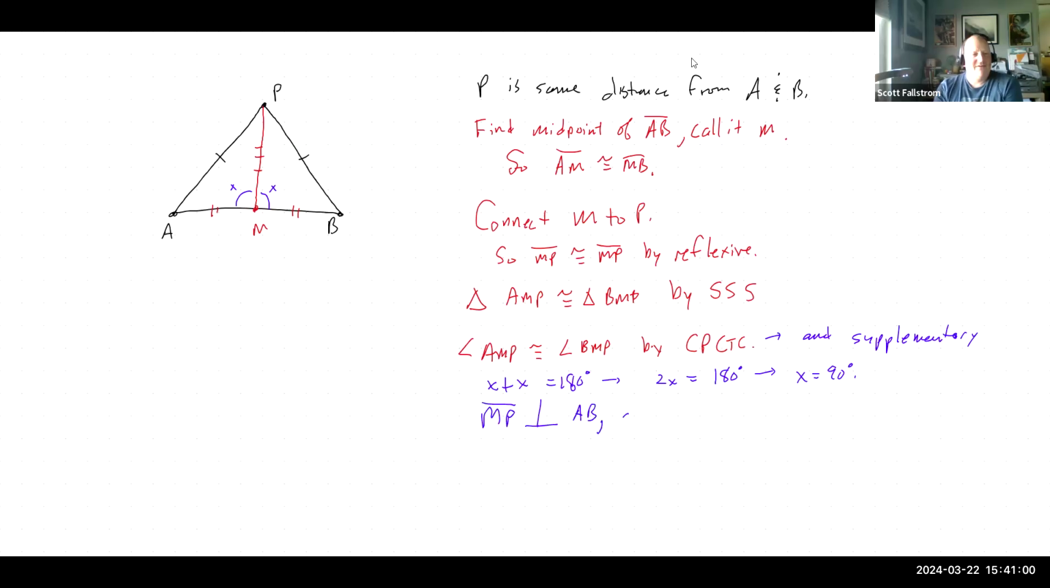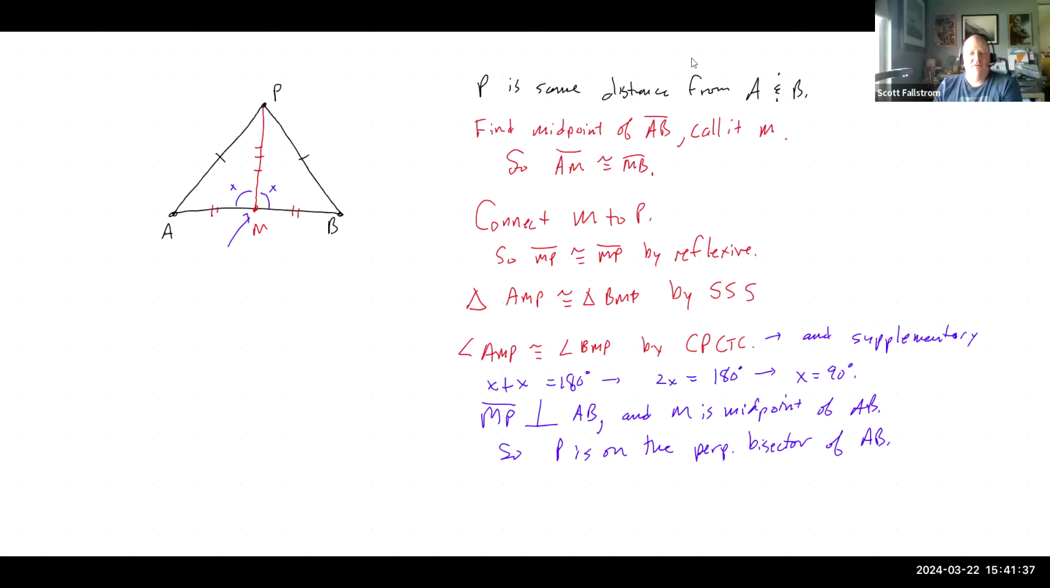And look where it intersects. M is the midpoint of AB. So what do we know? P is on the perpendicular bisector of AB. Perfect.